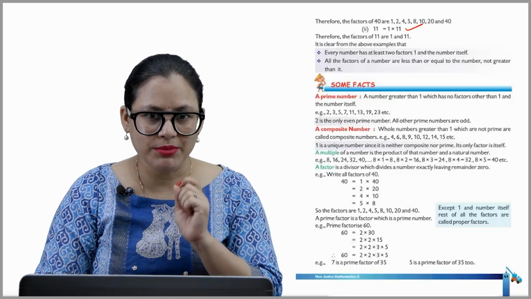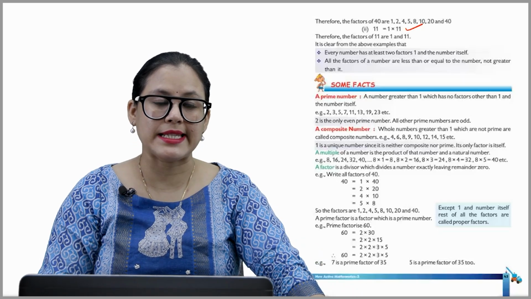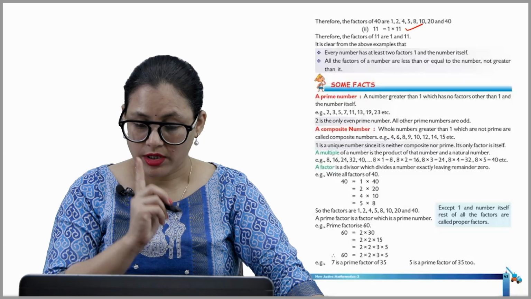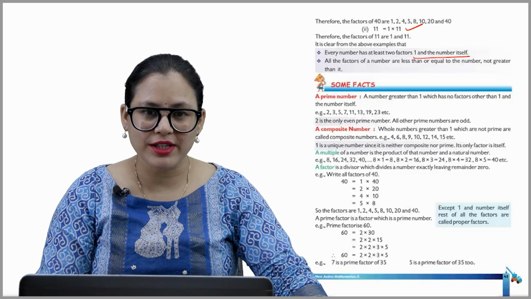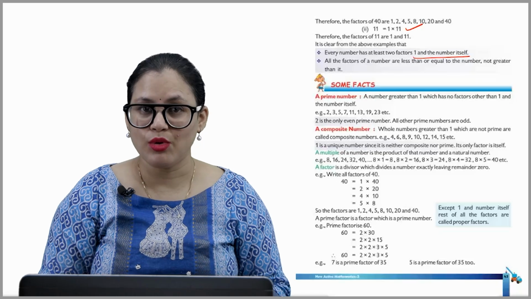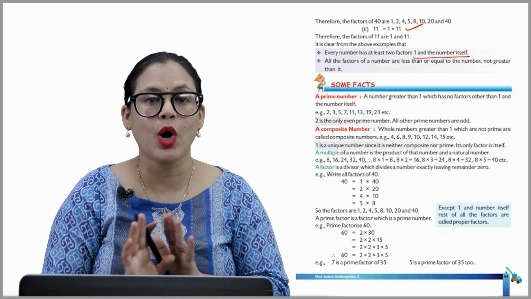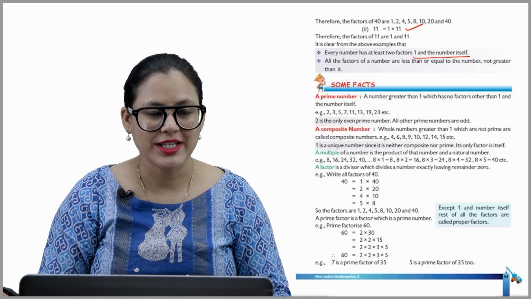It is clear from the above examples that every number has at least 2 factors, 1 and the number itself. All the factors of a number are less than or equal to the number, not greater than it, right? Some facts.